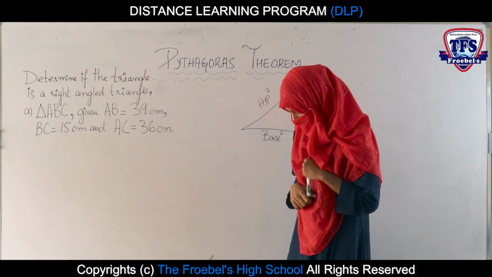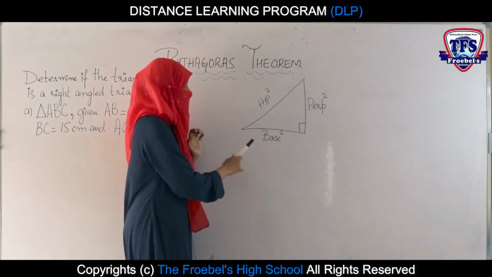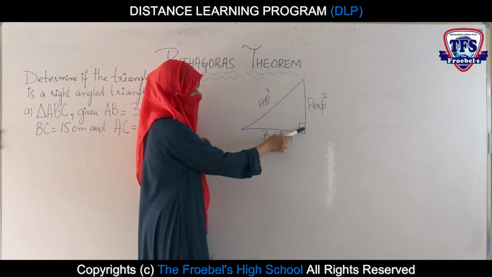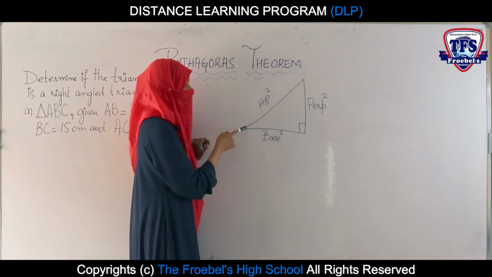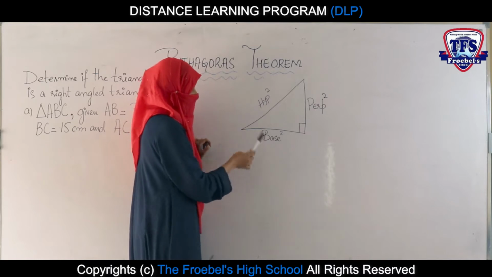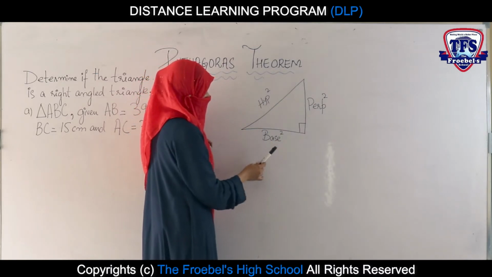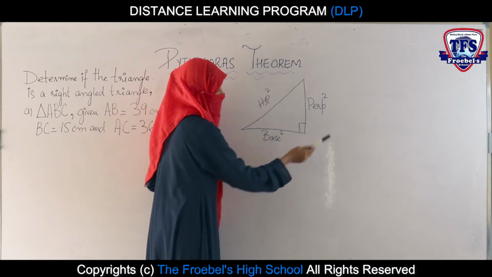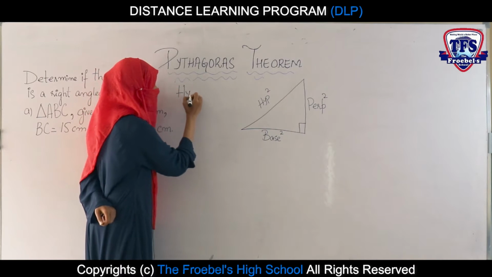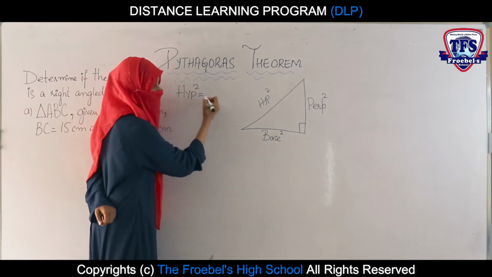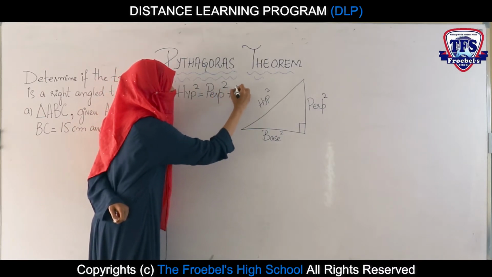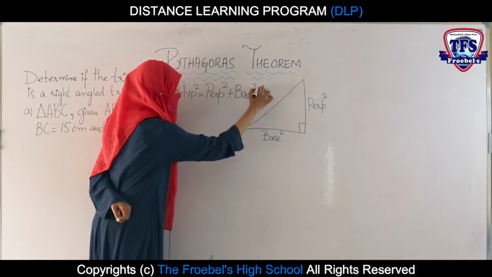In the Pythagoras theorem, we are presented with a right angle triangle in which the side opposite to the largest angle, which is 90, is the longest side, and the longest side of a right angle triangle is called the hypotenuse. The other two sides are referred to as the base and the perpendicular. By means of the Pythagoras theorem, we have studied that the square of the hypotenuse is equal to the sum of the squares of the other two sides, which are the perpendicular and base.